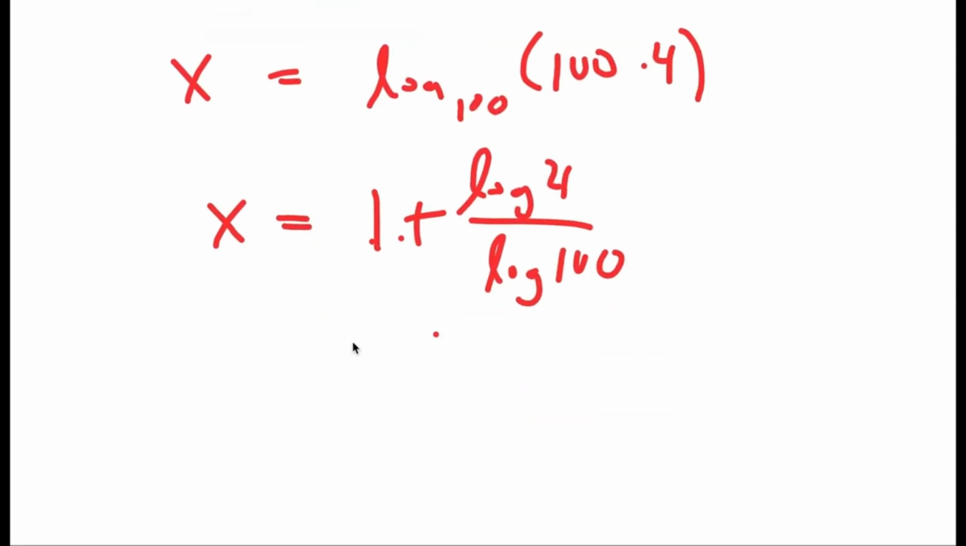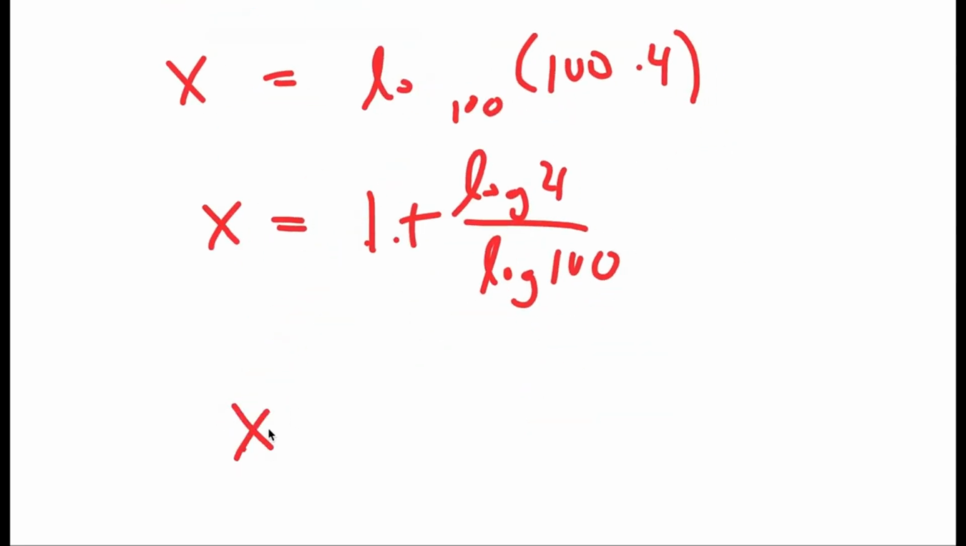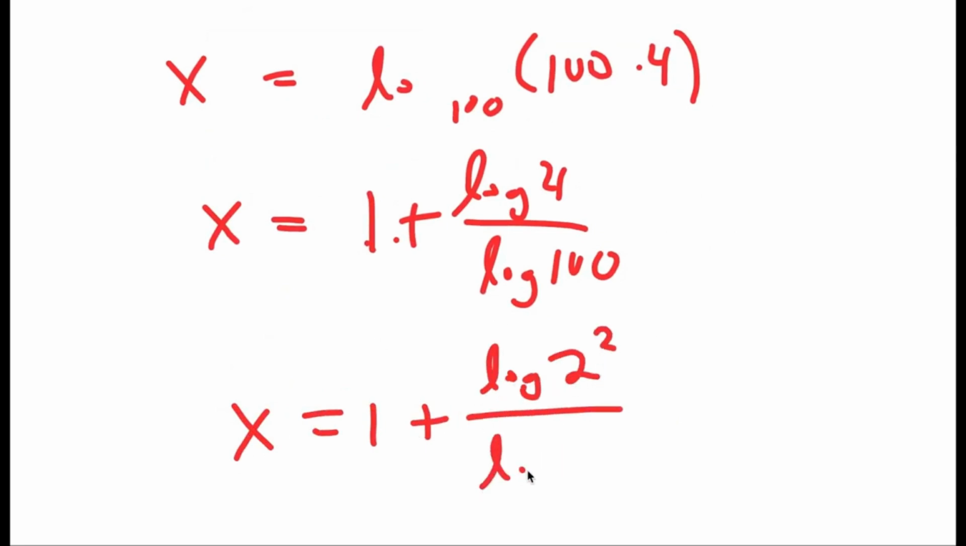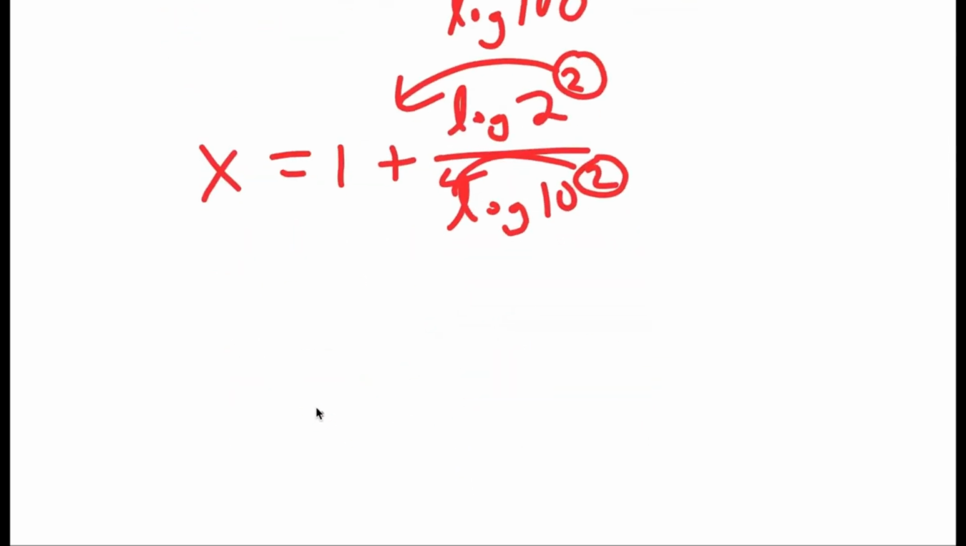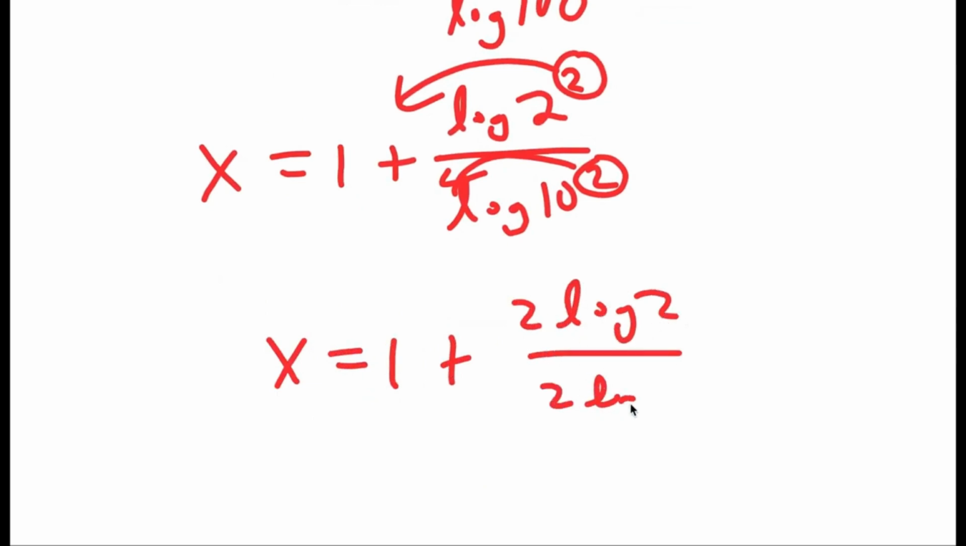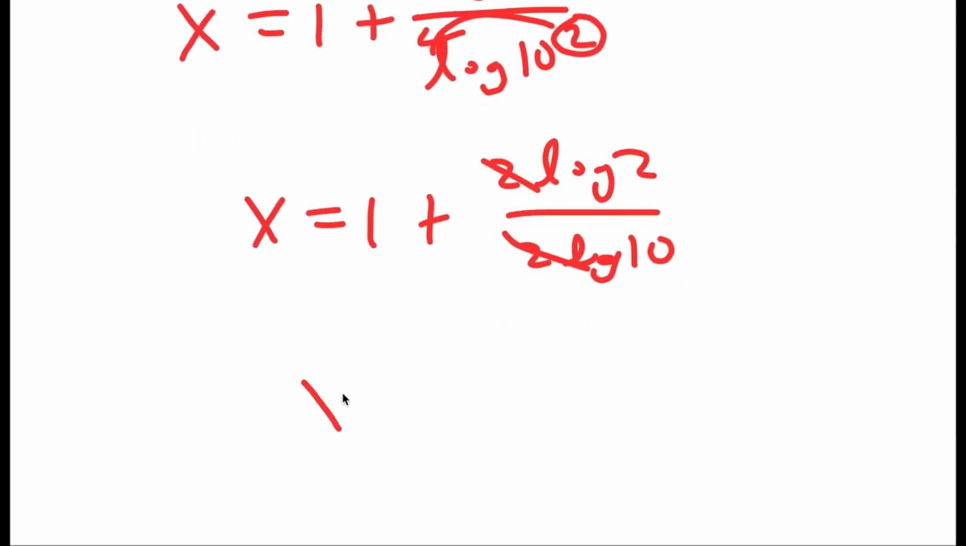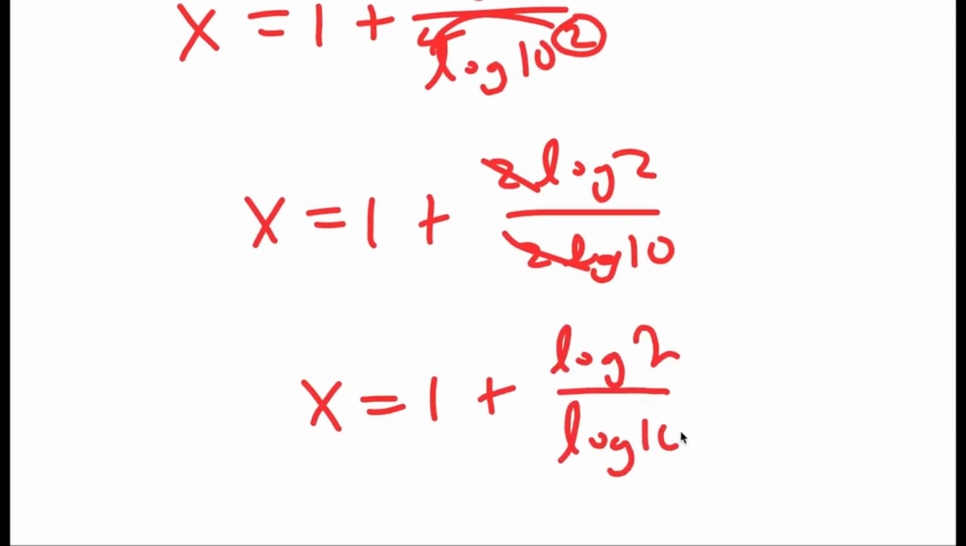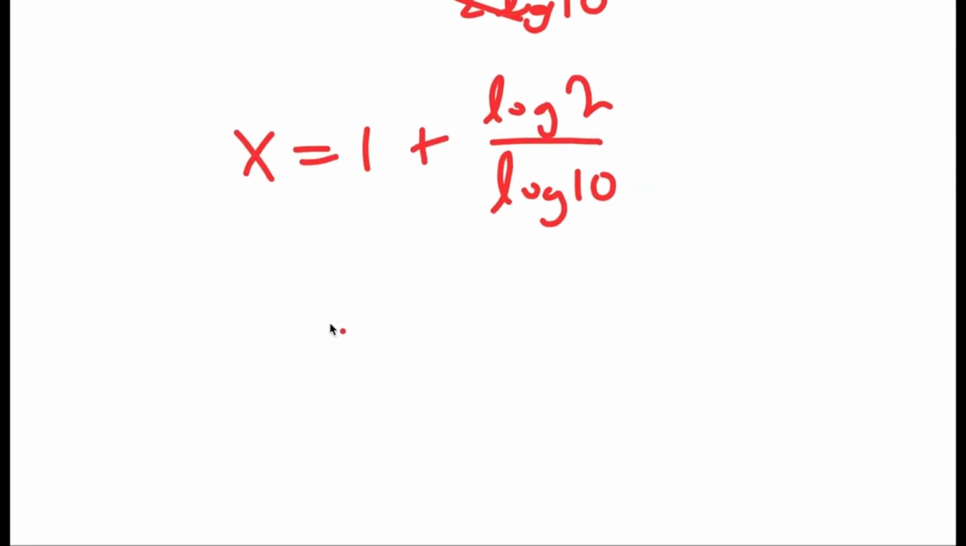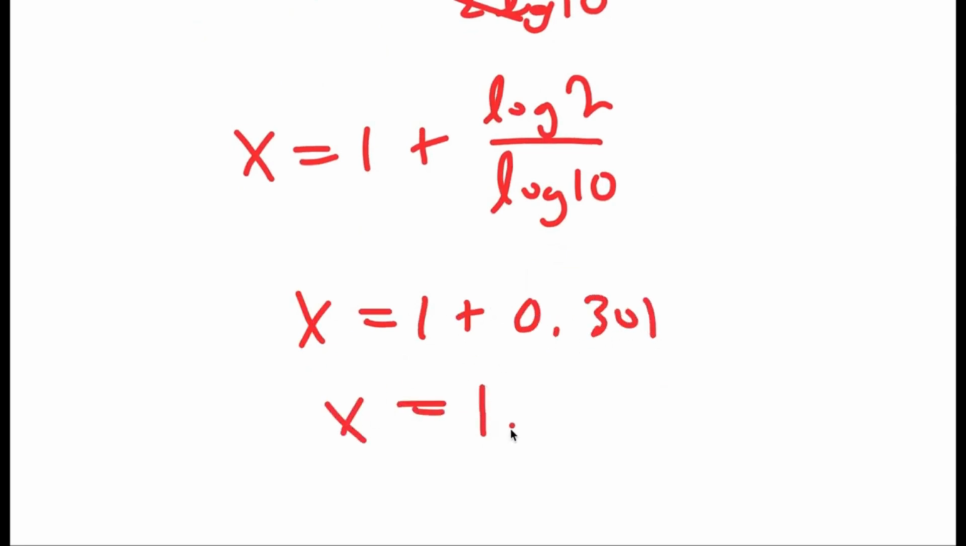So now log of 4 is the same thing as log of 2 squared, and log of 100 is the same thing as log of 10 squared. So I can move the 2 to the front and the 2 to the front over here. So I get x is equal to 1 plus 2 log 2 over 2 log 10. These two cancel out, so I get x is equal to 1 plus log 2 over log 10, which is equal to 0.301. So x is equal to 1.301.